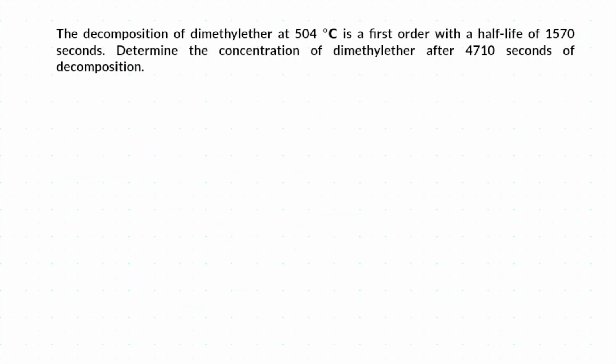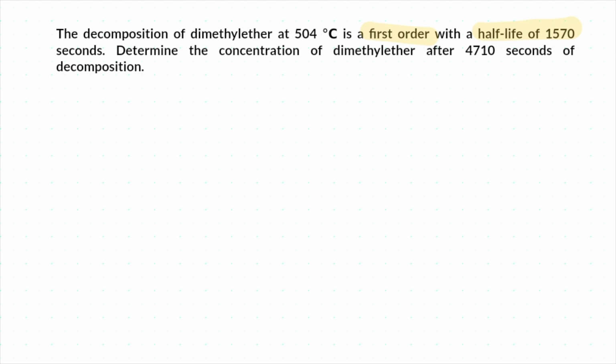Question number 7. The decomposition of dimethyl ether at 504 degrees Celsius is a first order reaction with a half-life of 1570 seconds. Determine the concentration of dimethyl ether after 4710 seconds of decomposition. From the question, you were given the half-life of the reaction, and it follows first order. Therefore, we can calculate the rate constant.